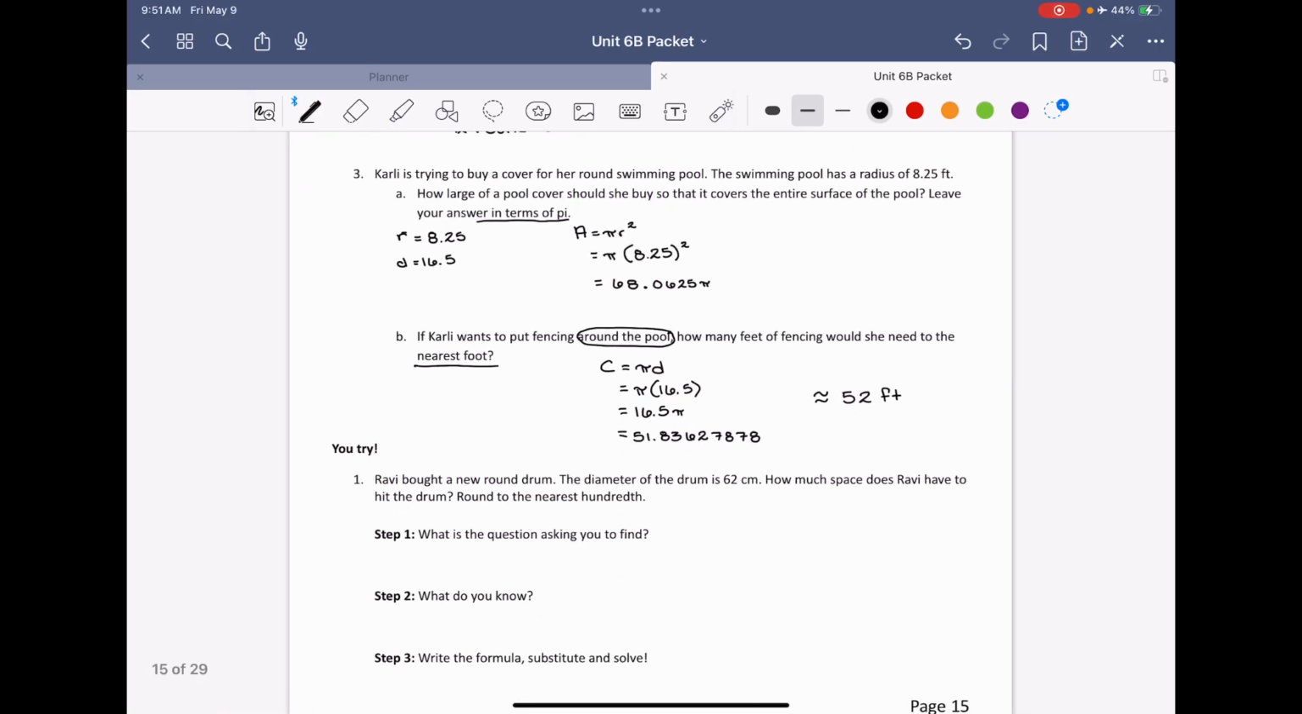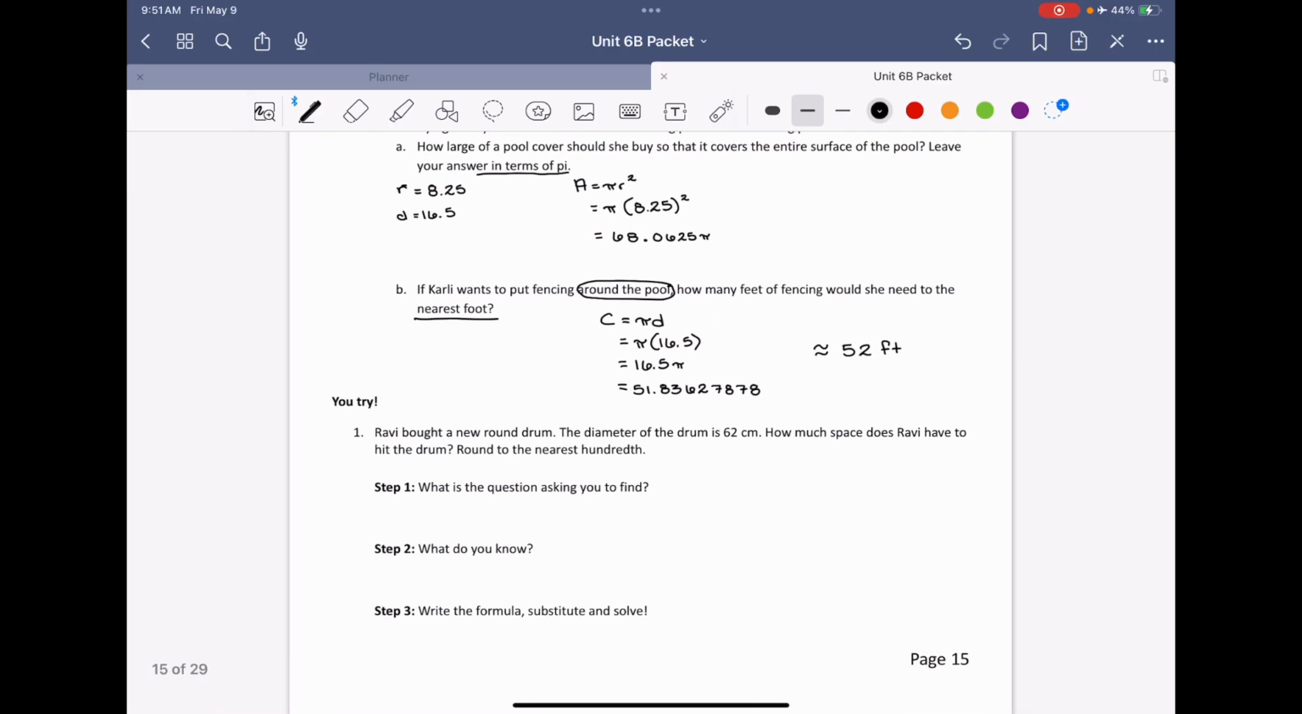Okay, next one. It says Robbie bought a new round drum. The diameter of the drum is 62 centimeters. How much space does Robbie have to hit the drum? Round to the nearest hundredth. Okay, I'm going to have you go ahead and try this one on your own again, so please pause the video, try it out. When you're all set, unpause and check.